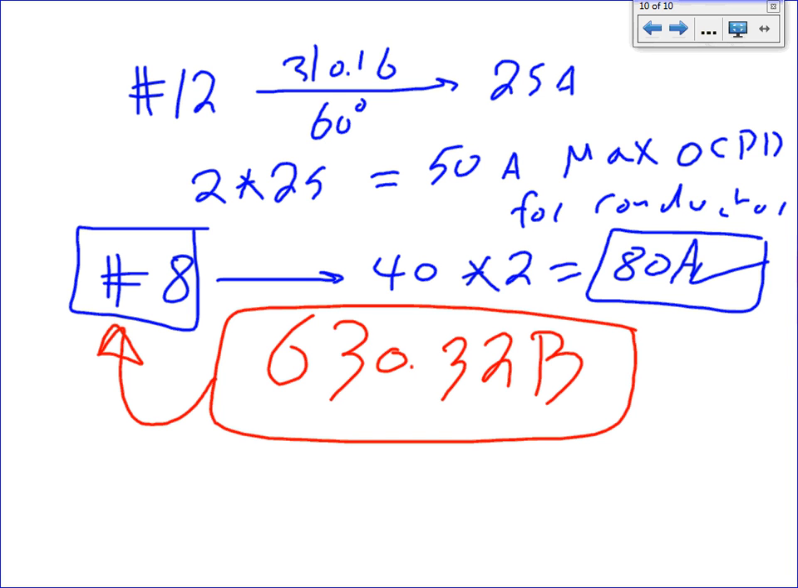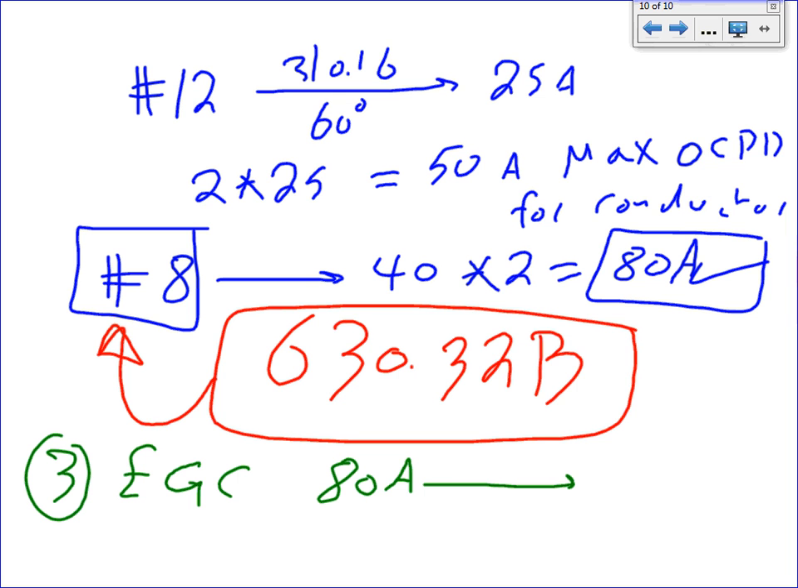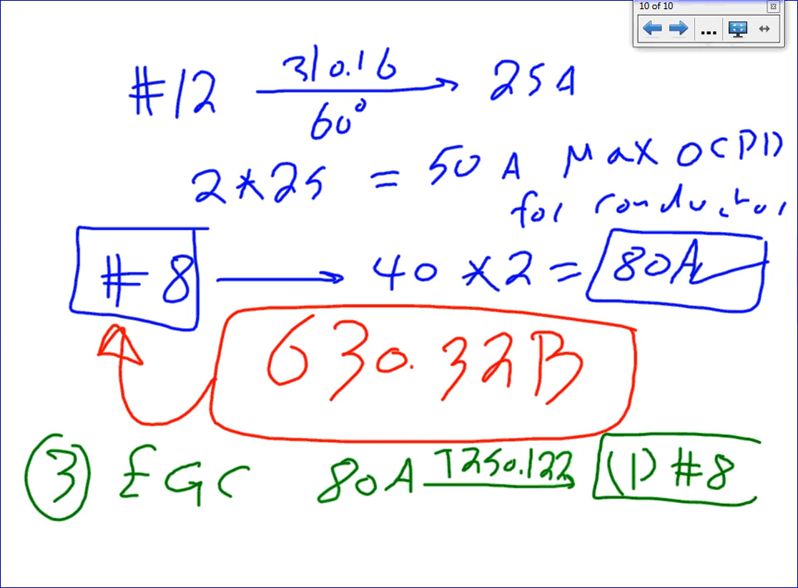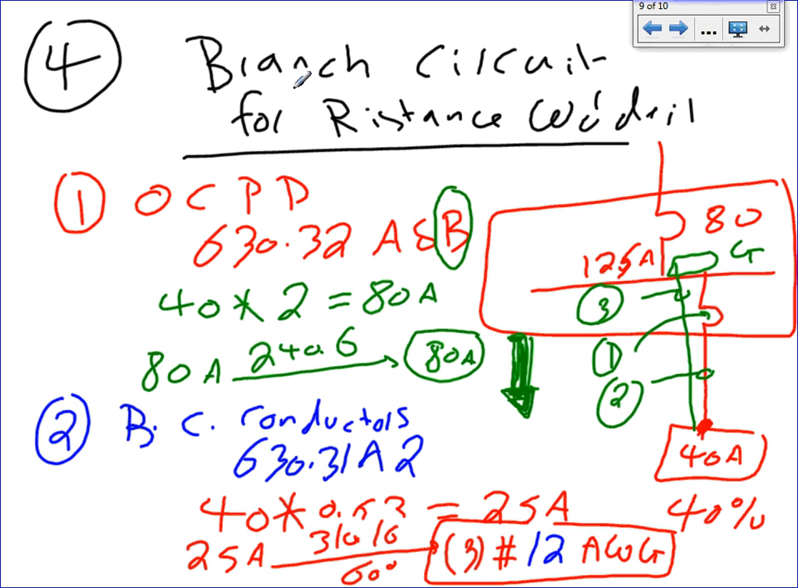Any question, guys? Let me go to the equipment grounding conductor, the last one, which is number 3. Well, it was 80 amps, right? I'm going to go to Table 250.122. That will give me number 8, one conductor, number 8, based on 80 amps. Where does the 80 amps come from? That's the 80 amps of the overcurrent protection device.